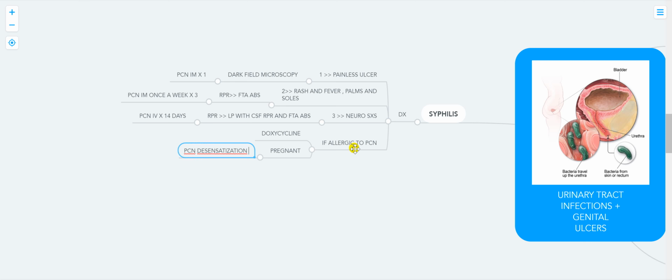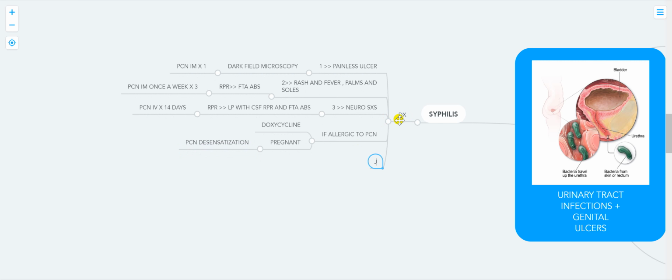And then there's the Jarisch-Herxheimer reaction. Your fever and symptoms worsen after treatment, so you just give aspirin. Symptoms worsen after treatment, you give aspirin. Okay, so that's it for the syphilis.